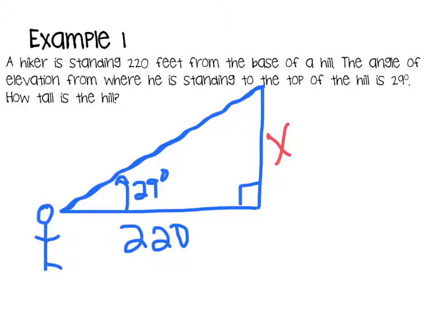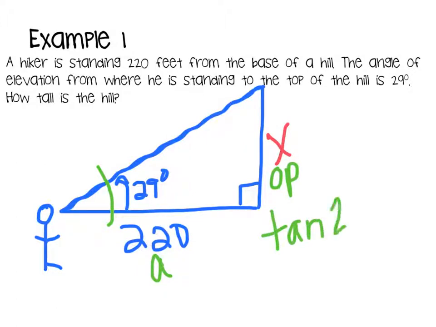So we've drawn and we've labeled what we know. Now we need to determine what trig ratio we're going to use. To do that, remember we need to mark our sides. Start with your angle. You have your opposite and you have your adjacent. So we're going to use tangent. The tangent of 29 degrees is equal to your opposite, which is x, over your adjacent, which is 220.